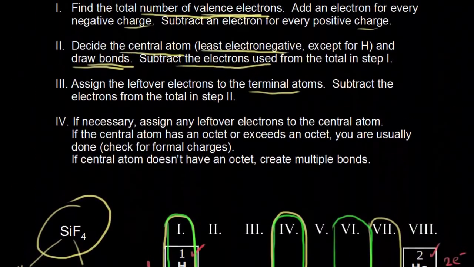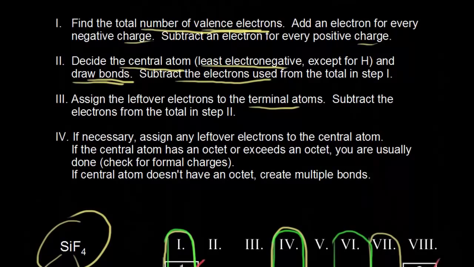So we've already figured out the total number of valence electrons. Once again, we don't have any charges, so we don't need to worry about the rest of step 1. Step 2 is decide the central atom, which is the least electronegative. And remember, you are going to ignore hydrogen for this example. So if we ignore hydrogen, the central atom is either going to be carbon or oxygen.